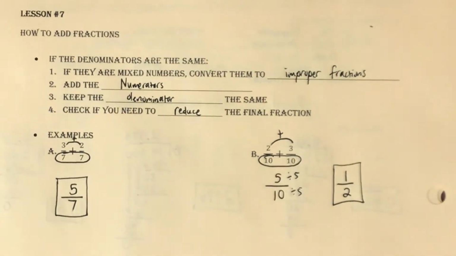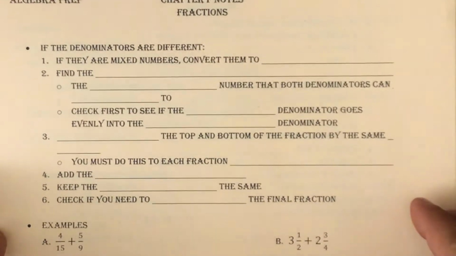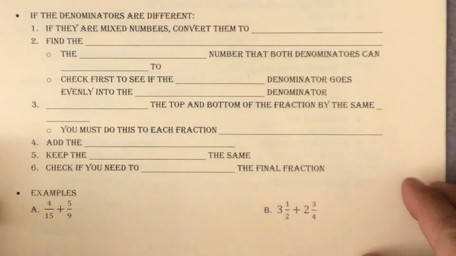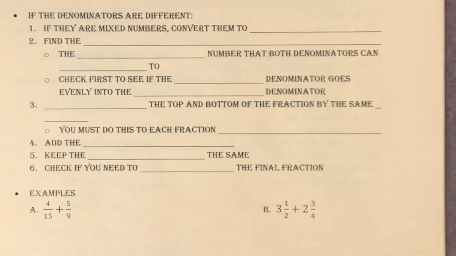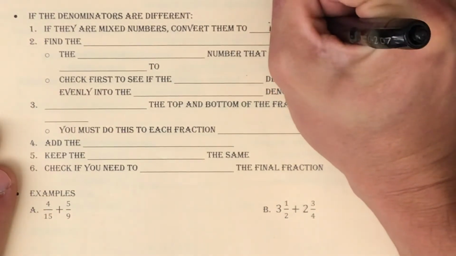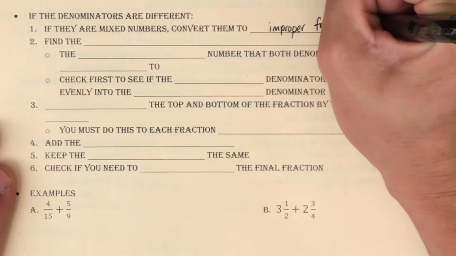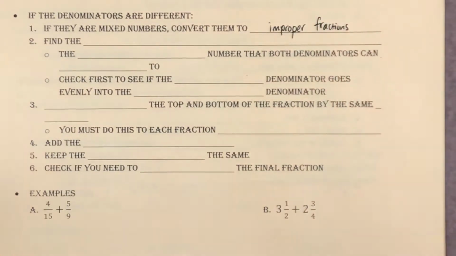But if you flip your page over, we've got to talk about as well if the denominators are different. How do we add those fractions? Well, step 1 of that, all right, is still the same. If they're mixed numbers, we've got to convert them to improper fractions. All right, we won't always want to be doing it with improper fractions, otherwise we can mix numbers up and get a little confusing, so improper fractions are always going to be the simplest way to figure that out.